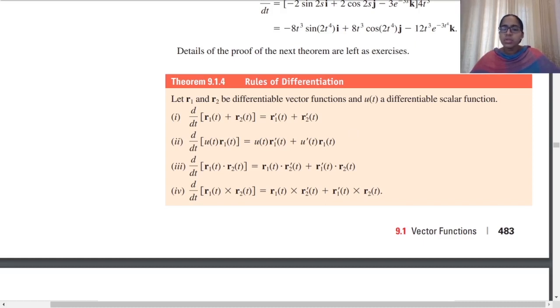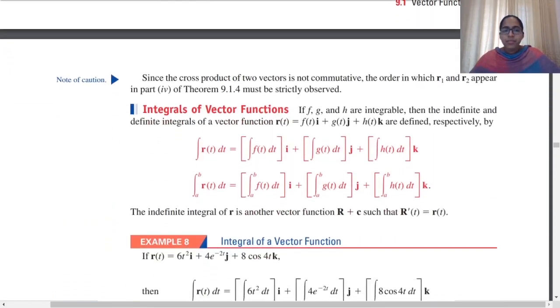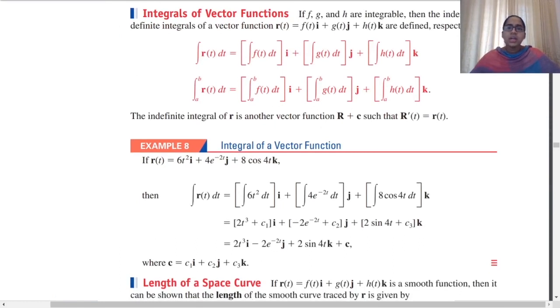Third and fourth are also the product rule with the extension of it, because we are dealing with vector functions, and in vector functions we have different types of multiplication, that is dot product and the cross product. So in both the cases we have discussed what will be the differentiation values. Next we'll move on to the integrals of a vector function.